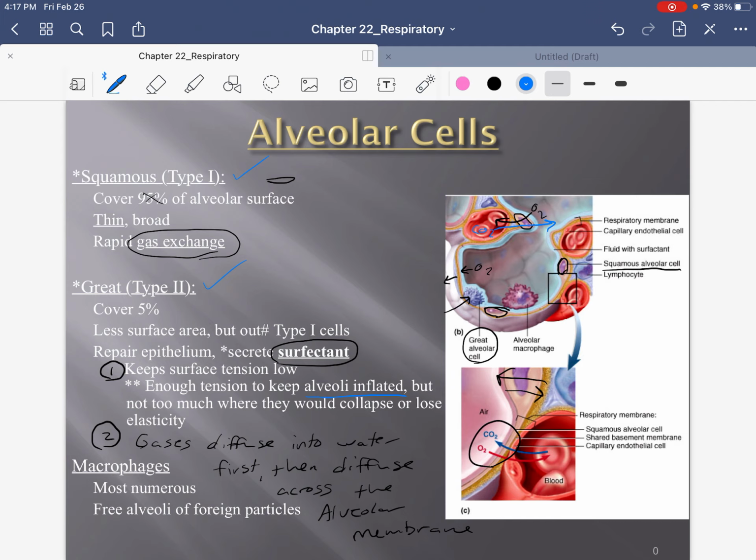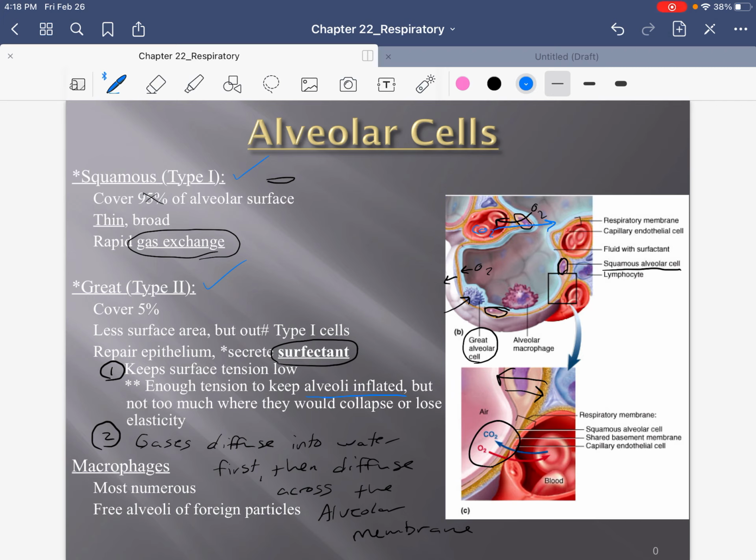If we didn't have that surface tension, the alveoli would be prone to just deflating. And even when we're not filling that alveoli with air, when we're exhaling, we're not bringing in air at that moment, we don't want the alveoli to flatten every time we exhale. So part of the job of the surfactant is to maintain some surface tension, enough to keep the alveoli inflated.